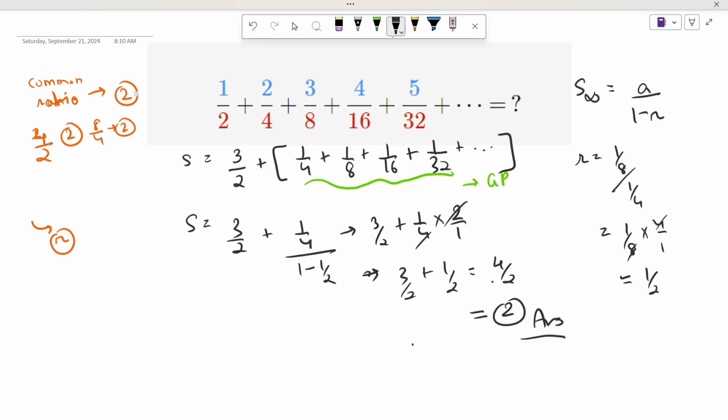So this was a video from my side on AP and GP series when combined, calculating the sum. Just remember, the trick is to multiply the sum by the common ratio and subtract the equation, and you will arrive at an infinite geometric progression.